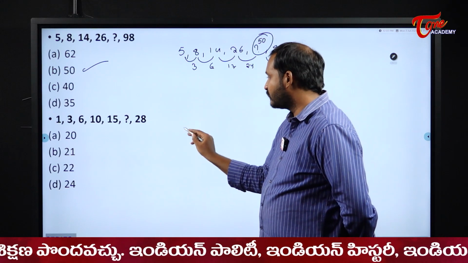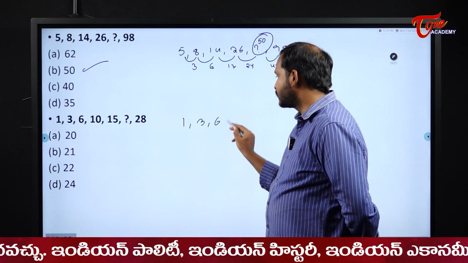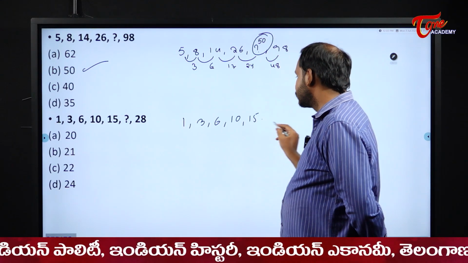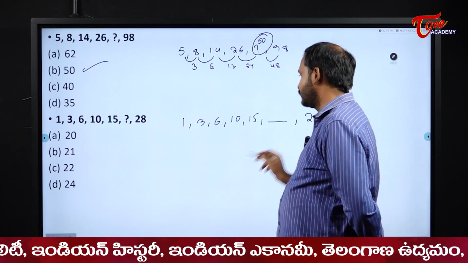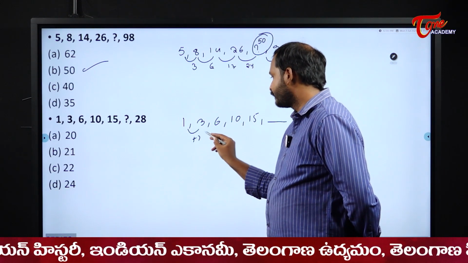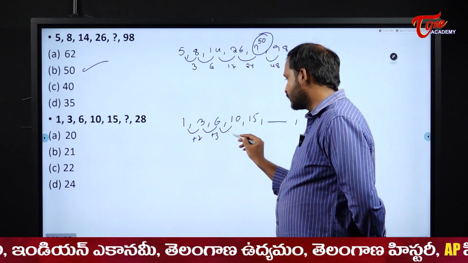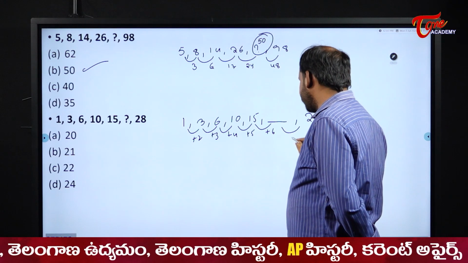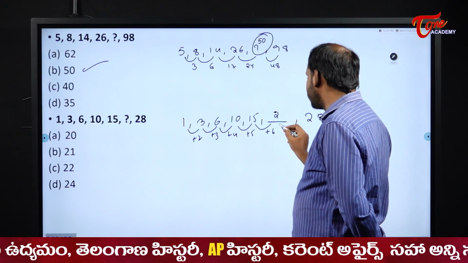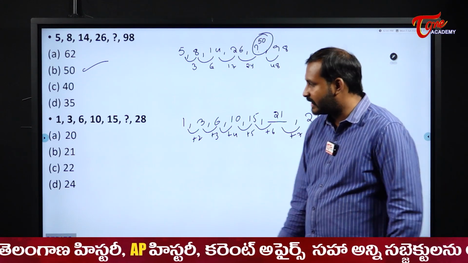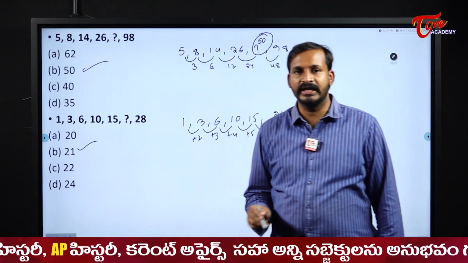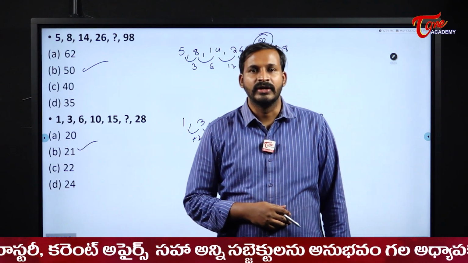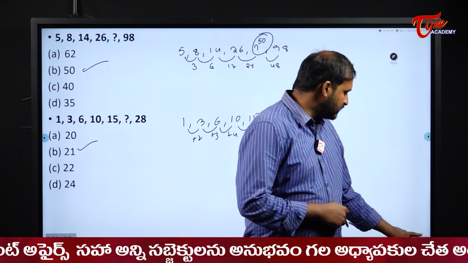Next, please see this one. 1, 3, 6, 10, 15. Something is missing, and then next 28. Plus 2, plus 3, plus 4, plus 5. Next it becomes what? Plus 6. And plus 7 also should be there. Plus 6 means it will become 21. Plus 7 means 28. It is continuing. So our answer here is 21. See the next one.